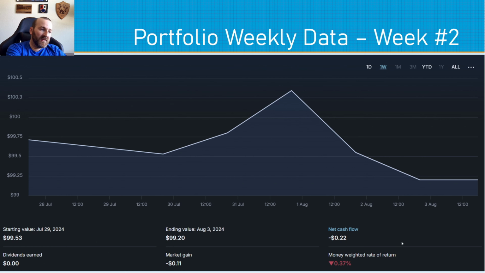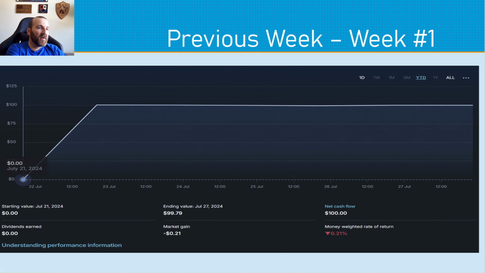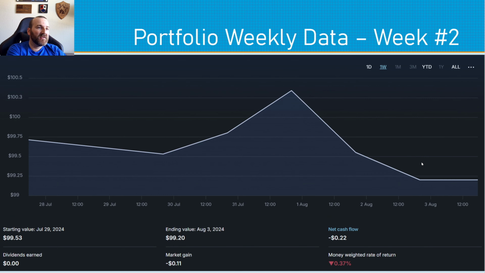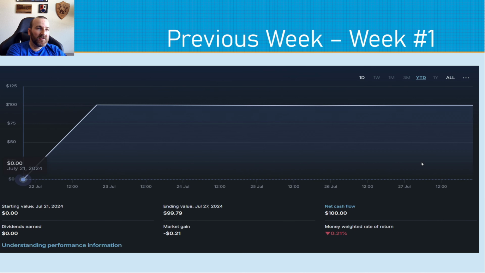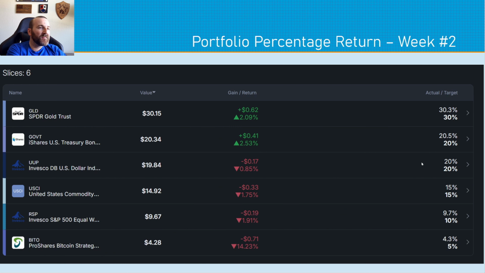You see on the bottom right here, you have our money weighted return down 0.37%. So you have a negative market gain of 11 cents, so down 0.11. So that's our week 2. Compare that to our week 1, we had more of a flat line because we just barely started in July 2024. So there wasn't much change in the market. So it was a more steady week. And we were down 0.21%, or a market loss of 0.21 cents. So this is week 2 versus the previous week 1.